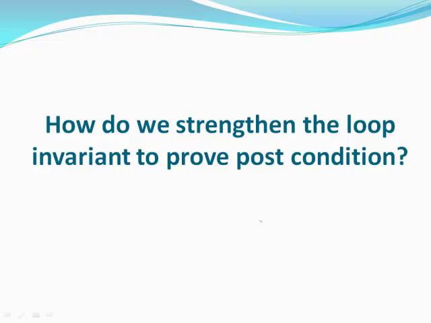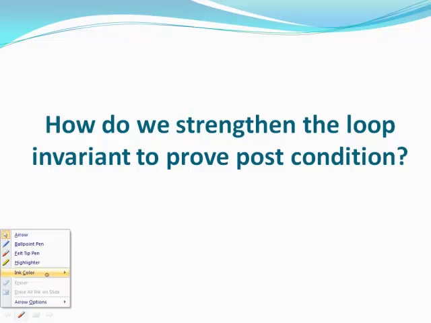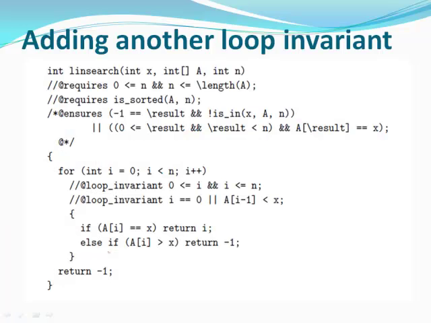Now we can strengthen the loop invariant to prove the post condition. So how do we strengthen the loop invariant to prove the post condition? What we're going to do is add to the standard loop invariant, which will help us with some terminal value of i if we exit the loop normally. Otherwise there are possible loop invariants here. Either i is equal to 0 or a[i-1] is strictly less than x.